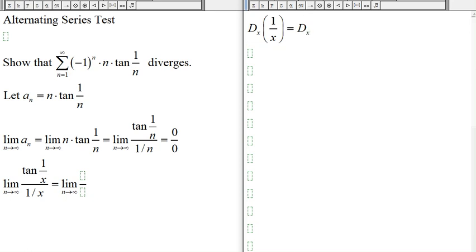So 1 over x is the same as x to the negative 1. And so the derivative here is negative 1 times x, and then we subtract 1 from the exponent, so x to the negative 2. And then this becomes negative 1 over x squared, since x to the negative 2 is the same as 1 over x squared. So the derivative of 1 over x is negative 1 over x squared.